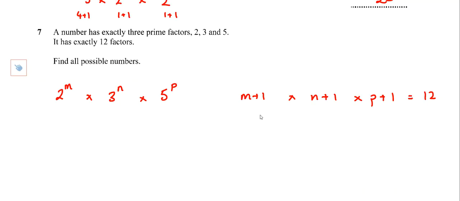So if I said 2 times 6, but instead of 6 I write 3. 2 and 3. Okay, that makes 12. Is there anything else? 1, 3 and 4. We could do 1, 6 and 2.